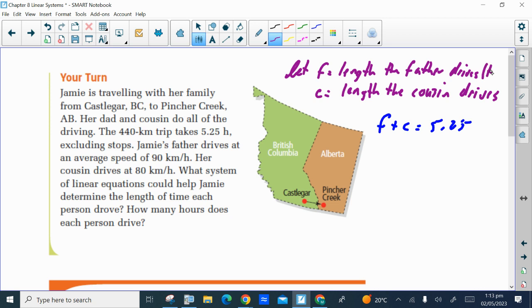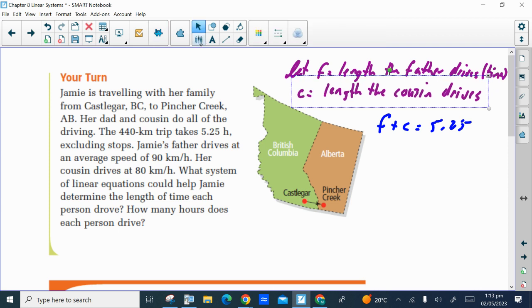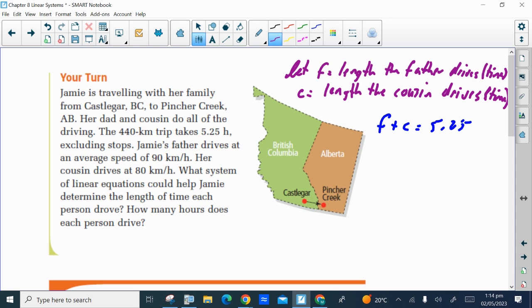This is the time, which will be in hours. This will be the time in hours. So our first equation will be F plus C equals 5.25. I will get F by itself by subtracting C from both sides. So that's better.